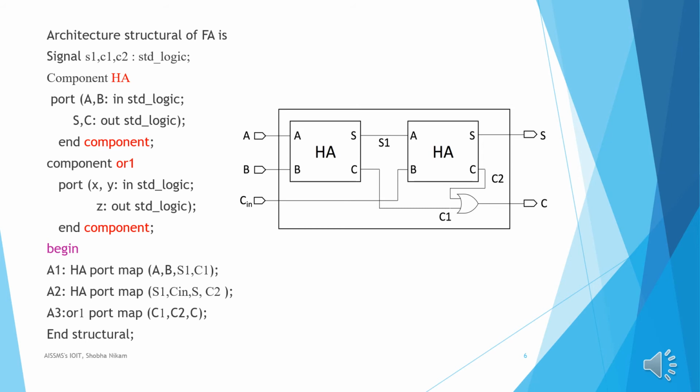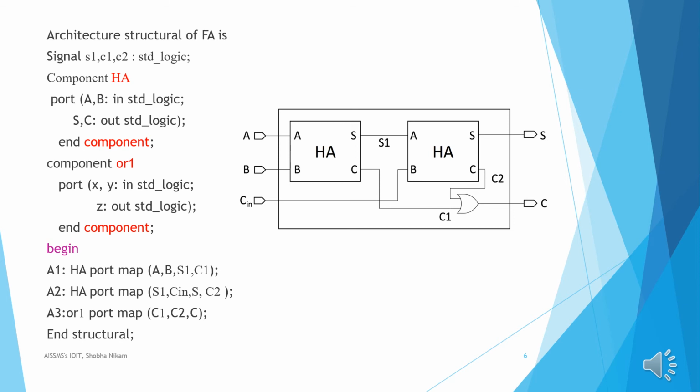So here two half adder circuits are used, but they are the same, so we will declare them only once. The component name is half adder, and the name given to the component is HA. Ports: again like entity, we need to declare the ports of half adder. Here the ports for half adder are A, B, input ports, in standard logic. S and C are out standard logic, bracket complete, semicolon, end component. Unlike entity, where we end entity with the entity name, here what we are writing is end component.